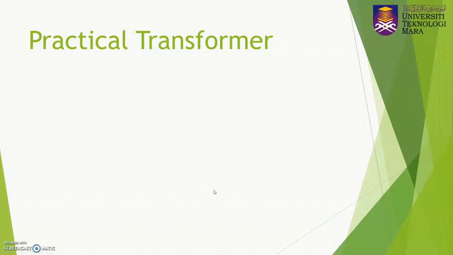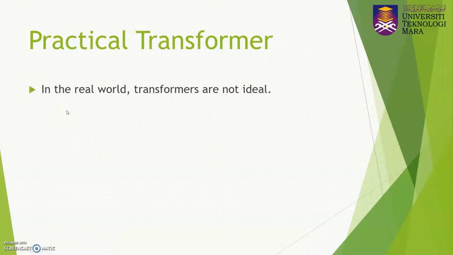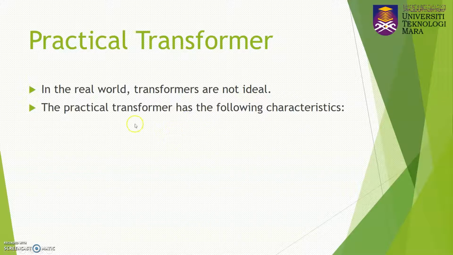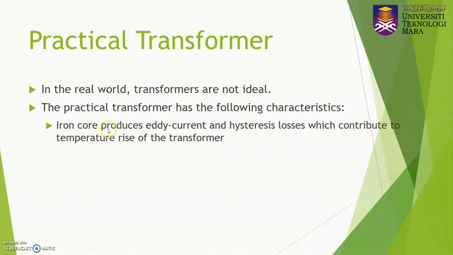So what is the difference between the practical transformer and the ideal transformer that we learned about in the previous video? Basically, in the real world, transformers are not ideal. The practical transformer has the following characteristics: the iron core will produce eddy current and hysteresis losses, which contribute to the temperature rise of the transformer. Next, the core is not infinitely permeable. If you still remember, for the ideal transformer we considered the core to be infinitely permeable, but for the practical transformer, the core is not infinitely permeable.